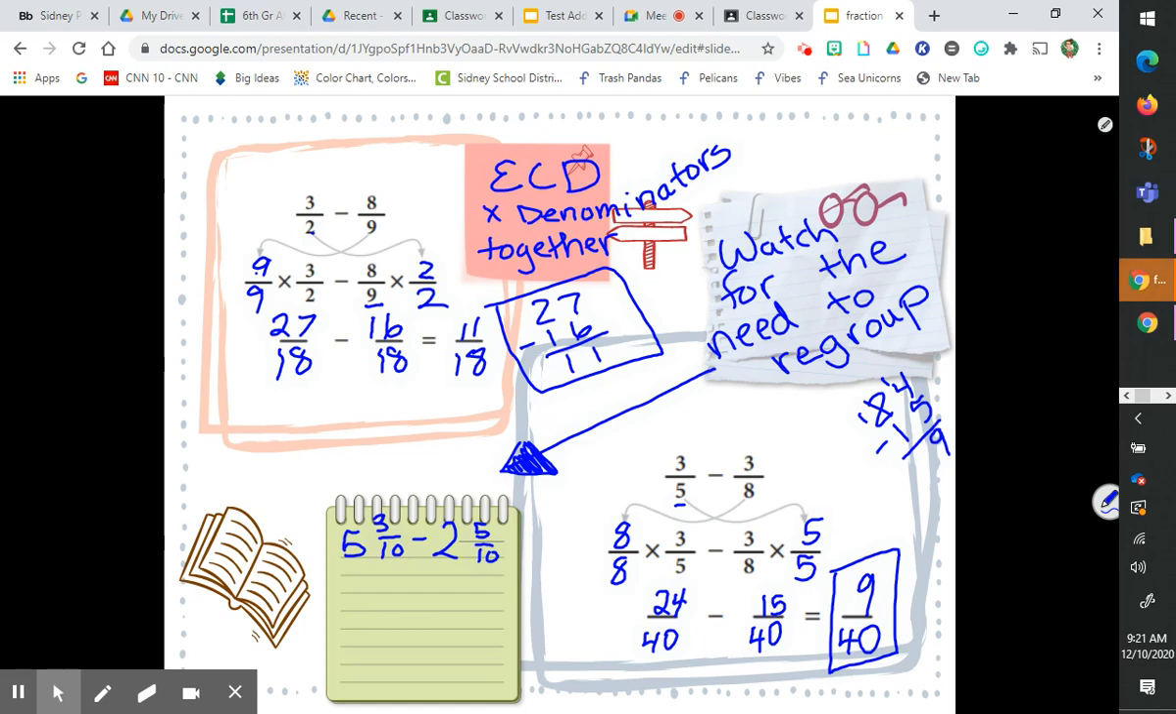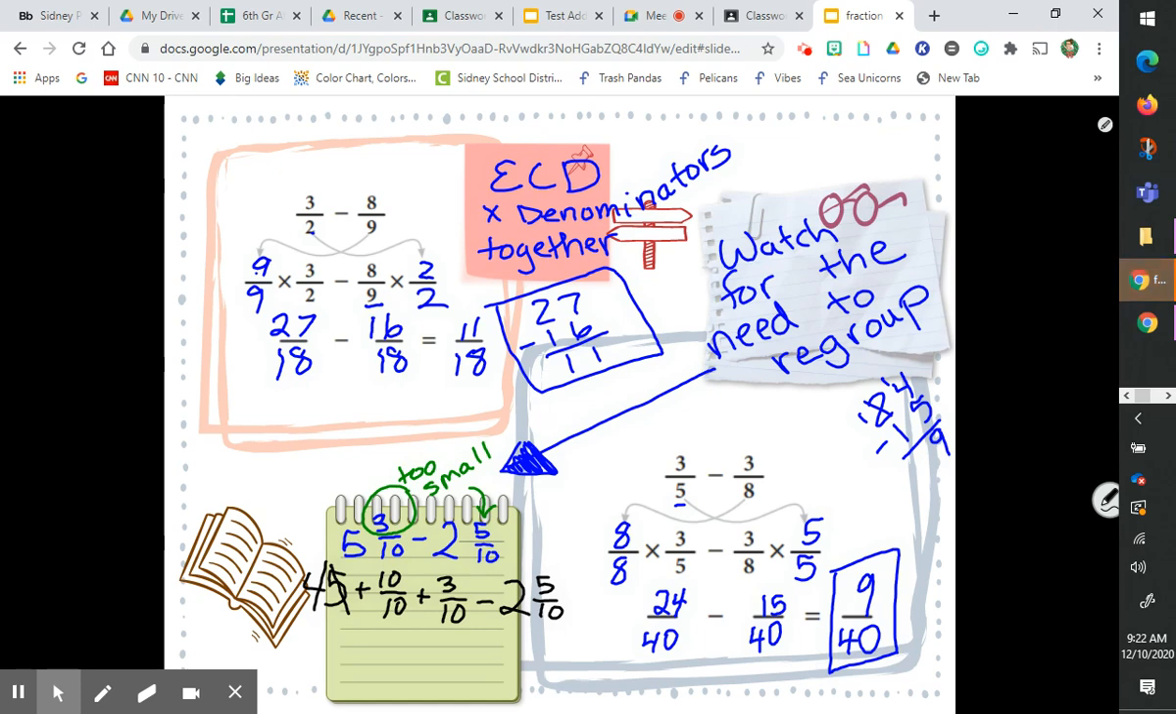Okay. If this number is too small to take this number away and not get a negative number, we need to borrow, right? So we're going to take that and we're going to go 5 plus 10/10 plus 3/10 minus 2 5/10, right? Kind of like what they did on our assignment yesterday. But I need to cross the 5 off and change him to a 4, don't I?